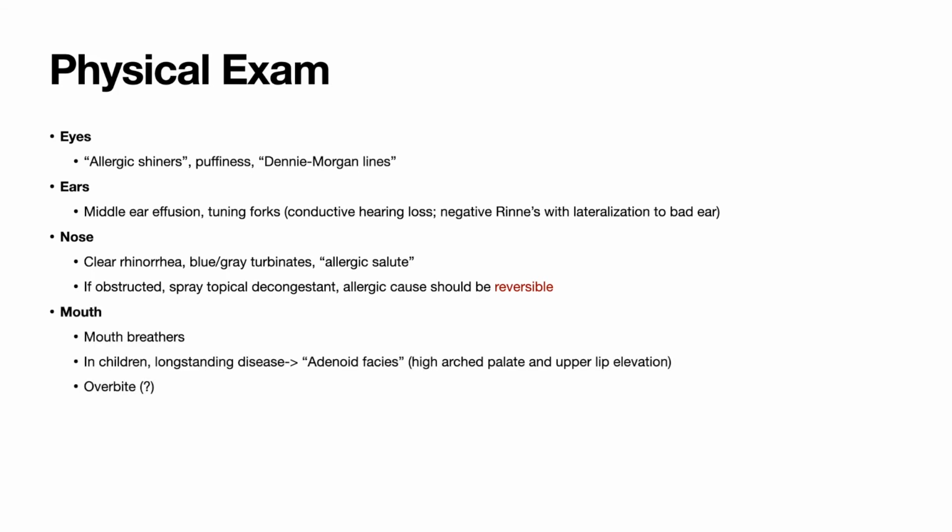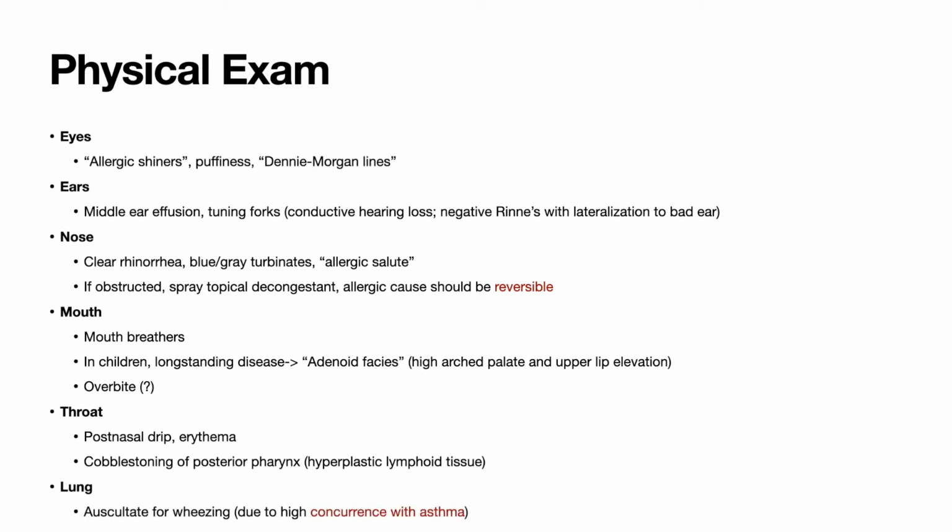Especially in children with long-standing disease, in the mouth, one might observe a high-arched palate and upper lip elevation. The throat might be red, and there might be some cobblestoning in the posterior pharynx from irritation. And lastly, it is crucial to auscultate for wheezing to screen for possible coexisting asthma.